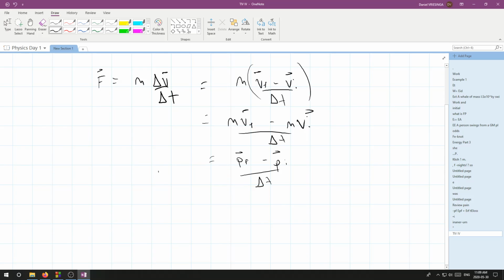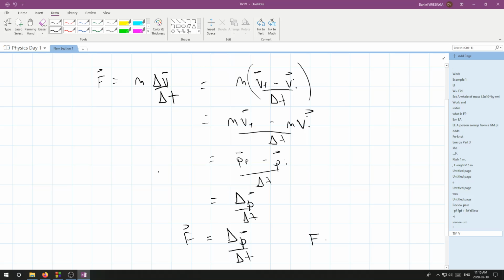And so if I rewrite this as the change in momentum, that's what pf minus pi means, then you see I get a formula for my force in terms of momentum. It's just a lot of rearranging of variables, but my force is equal to my change in momentum over my change in time. And what do you know? That's another kind of derivative.